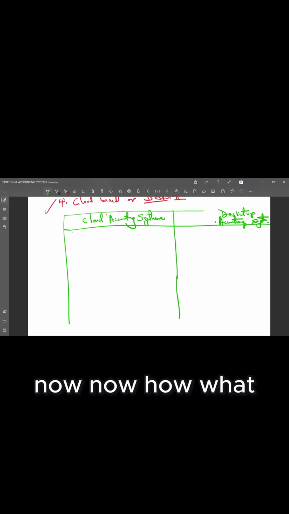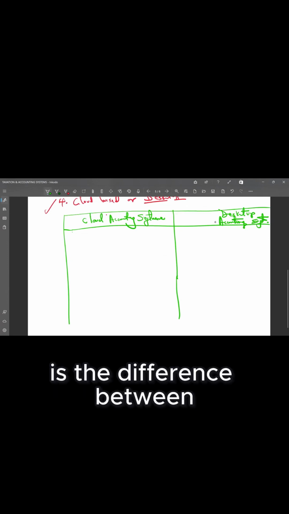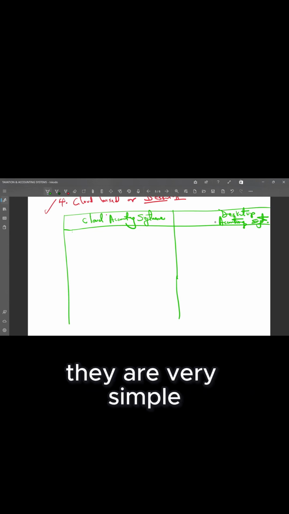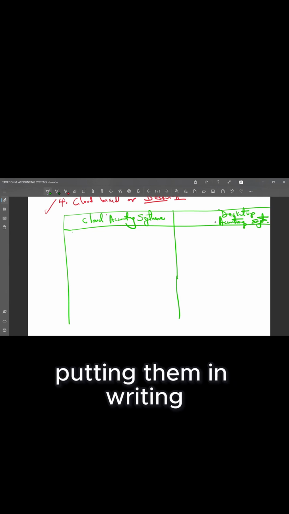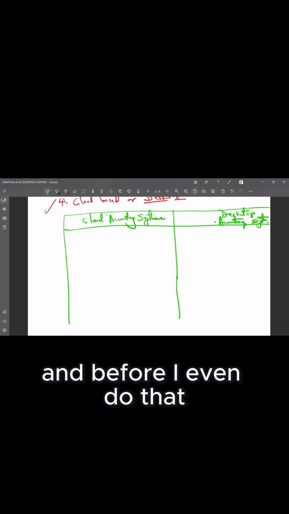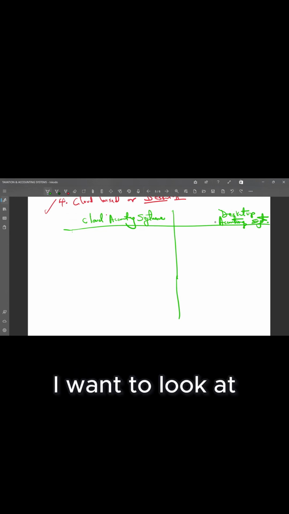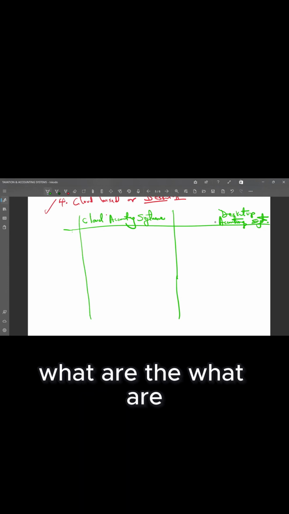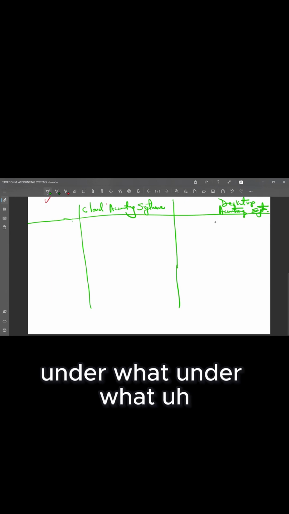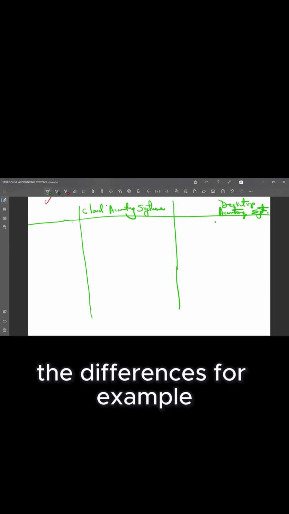Now, what is the difference between a cloud-based accounting system and a desktop accounting system? They're very simple. We've already talked about them. I'm just putting them in writing for you to understand it better. And before I even do that, I want to look at the aspect of differences. What are the areas of differences? The areas of differences. Under what considerations are we getting the differences?